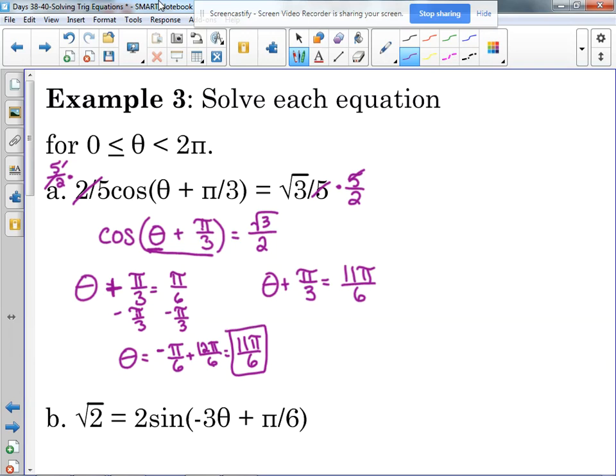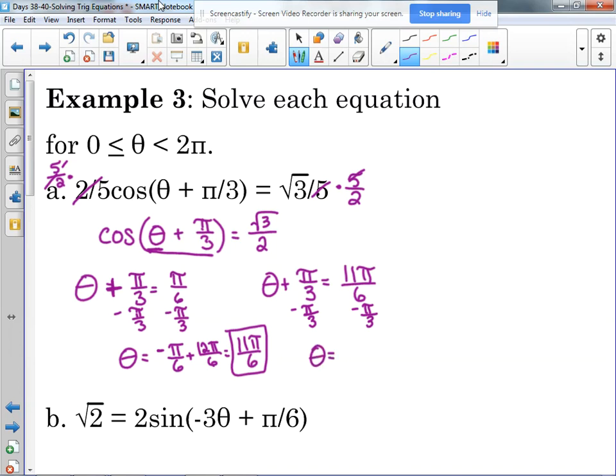Now, very rarely does it turn out that your answer was one of the original values that you got when you were solving it, but sometimes it does happen. Let's solve the other one for theta. Subtract pi over 3 here.